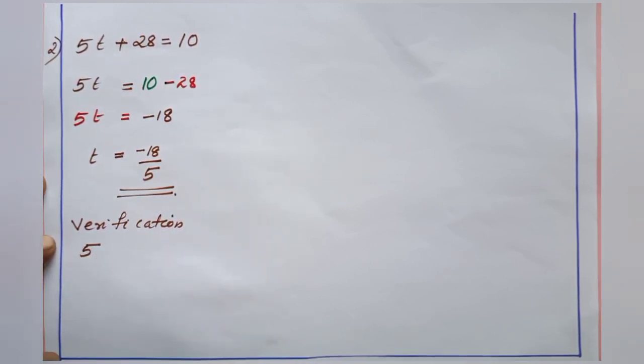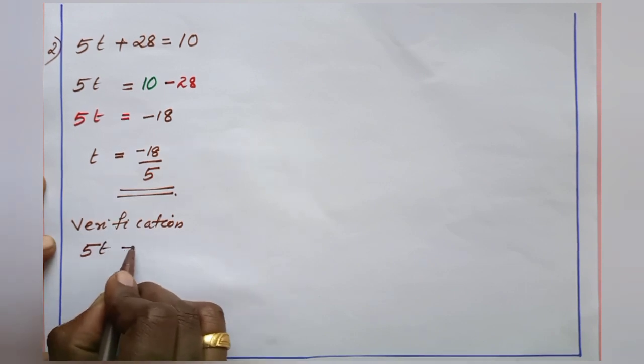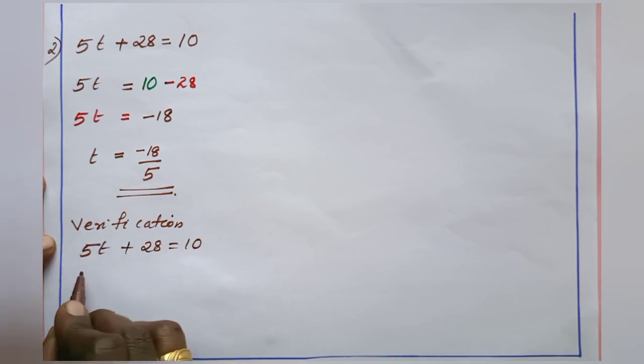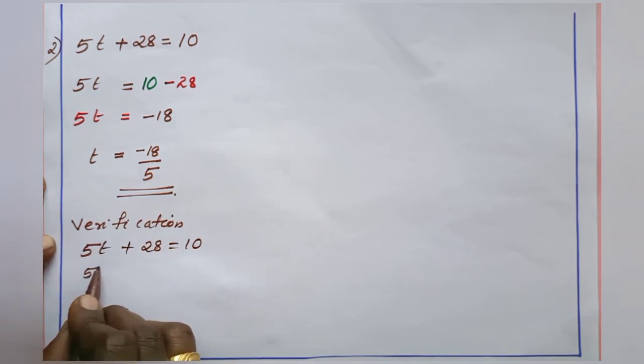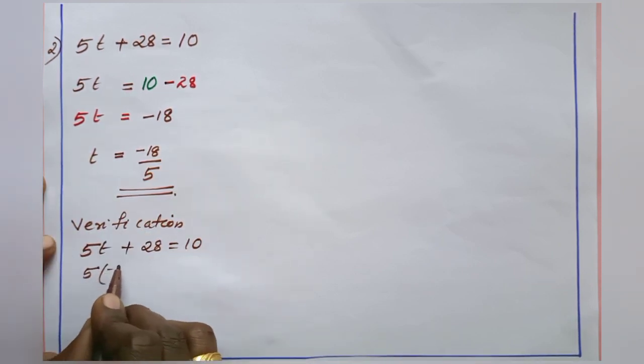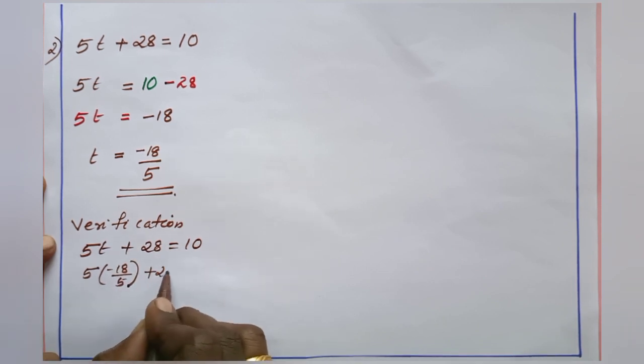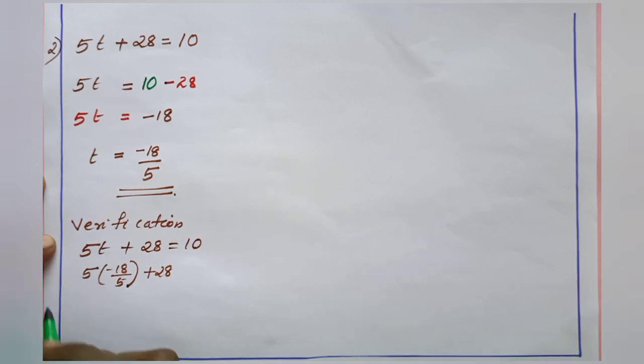Substitute. Here the equation is 5t plus 28 equal to 10. Substitute t equal to minus 18 by 5 plus 28. Find out the left side, the LHS value.